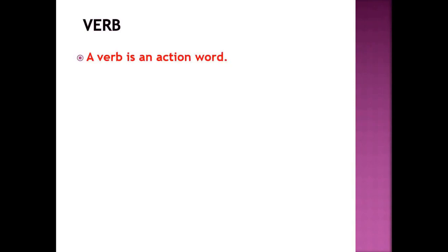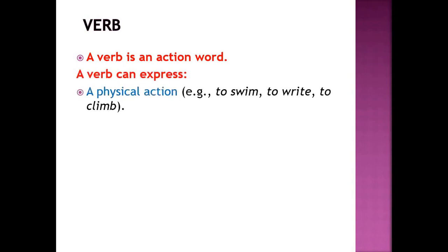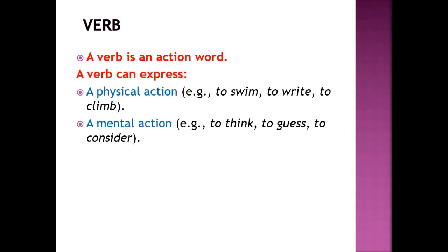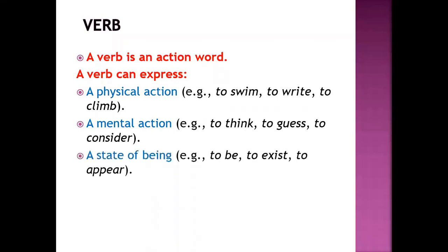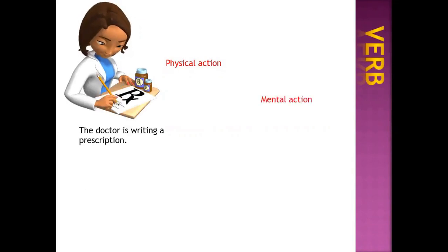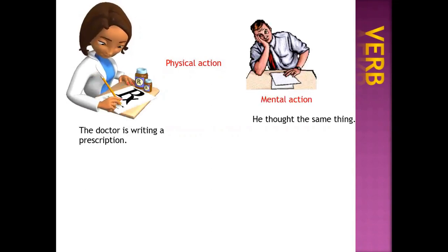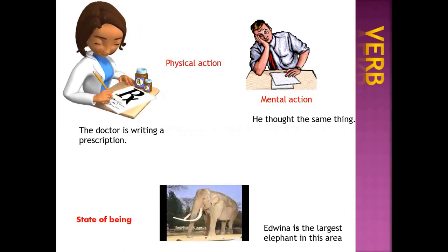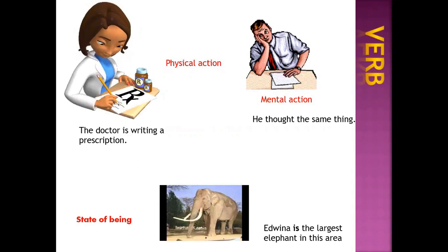When we talk about a verb, it means an action, any doing. It can be expressed through a physical action like to swim, to write, to climb, or through a mental action, to think, to guess, to consider, or it can be a state of being, for instance, to be, to exist, or to appear. Physical action: the doctor is writing a prescription. Mental action: he thought the same thing. State of being: Advina is the largest elephant in this area. In simple words, a verb is basically a doing or action word.